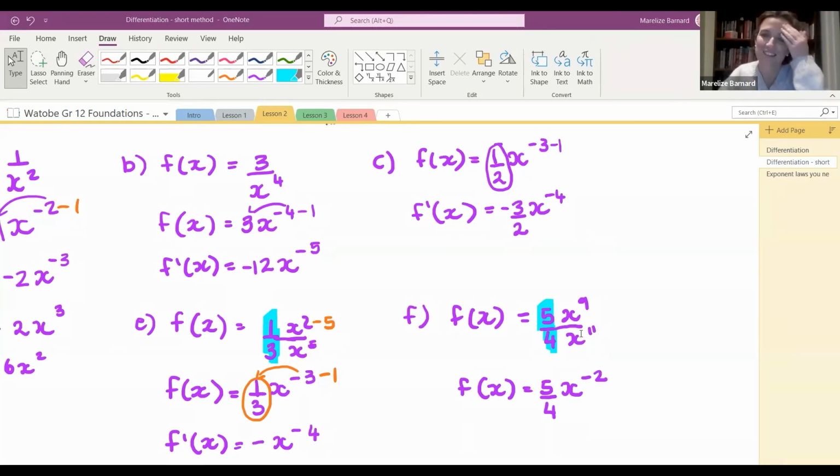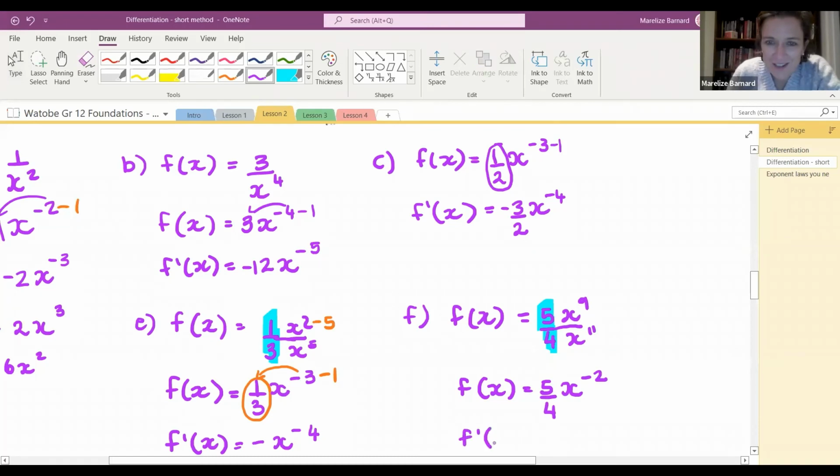Okay, so the x to the power of 11 is going to subtract from the 9. We get x to the power of minus 2. It looks like some of you have really learned from your mistakes. So we are differentiating minus 2 times 5 over 4. I'm getting my calculator for this one because it is the end of term. So minus 5 over 2. My brain cannot process that anymore.